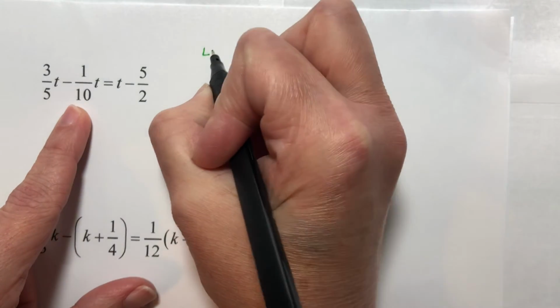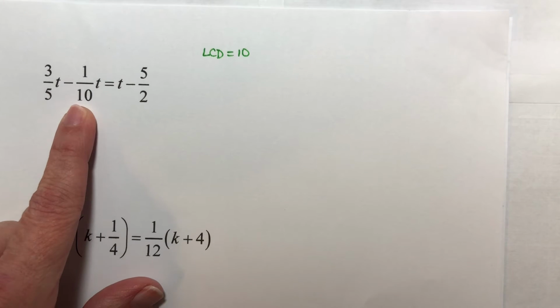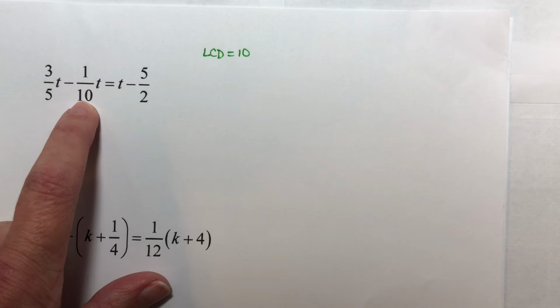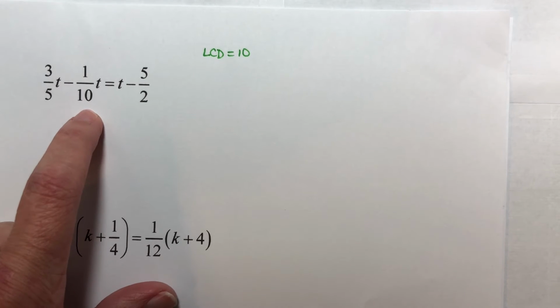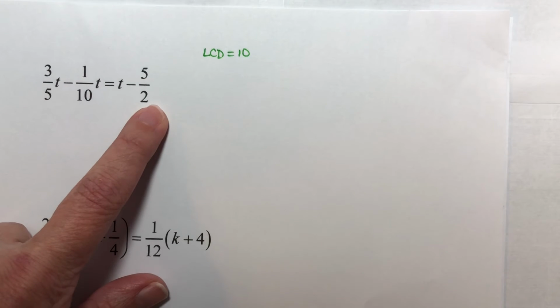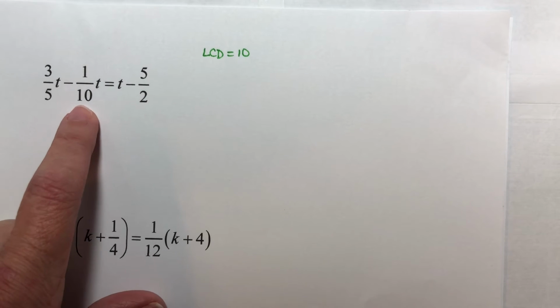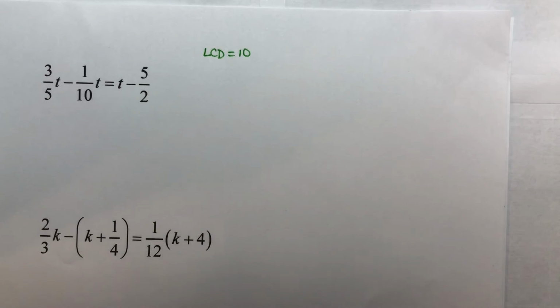So my LCD is a 10. If it did not work, so if one of these did not divide into 10, I would take the 10 and multiply it by 2 to get 20 and see if 20 worked for both of the other two. If it did, my LCD would be 20. If it didn't, I would take the 10 and multiply it by 3 to get a 30 and then see if that worked. And I would keep multiplying by 2 and then 3 and then 4 and 5 until I finally found one that worked for everything.